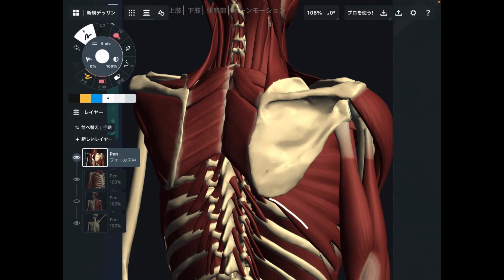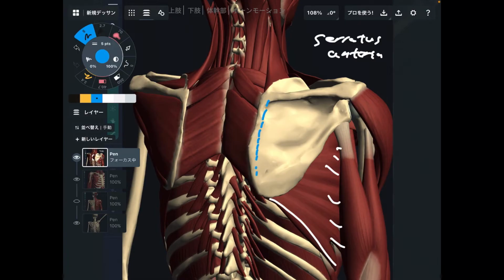Let's see one more muscle from this picture. Next one is this one. This is serratus anterior. This muscle attaches to rib cage and scapula. But where at scapula? That's a good question. This muscle attaches to anterior part of scapula, like this. So it's running like this. This is very important muscle.